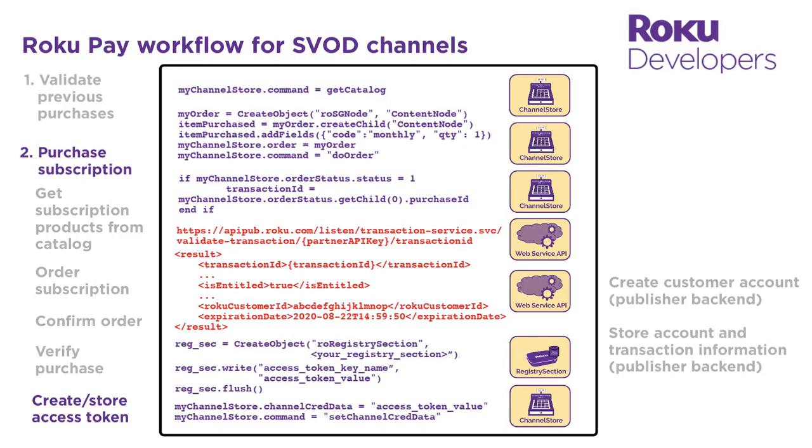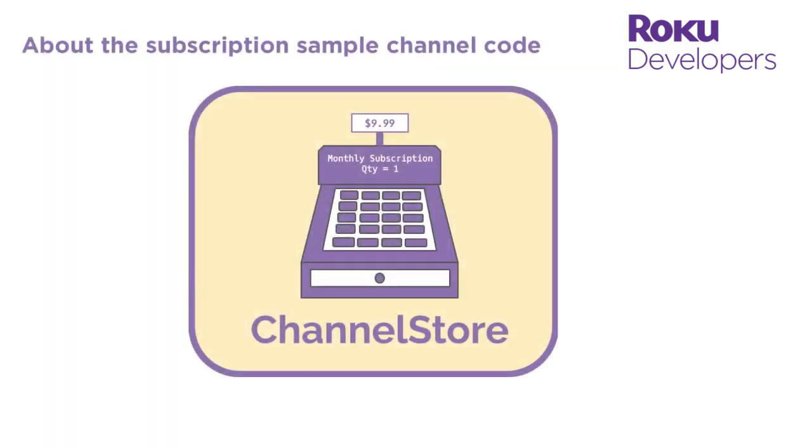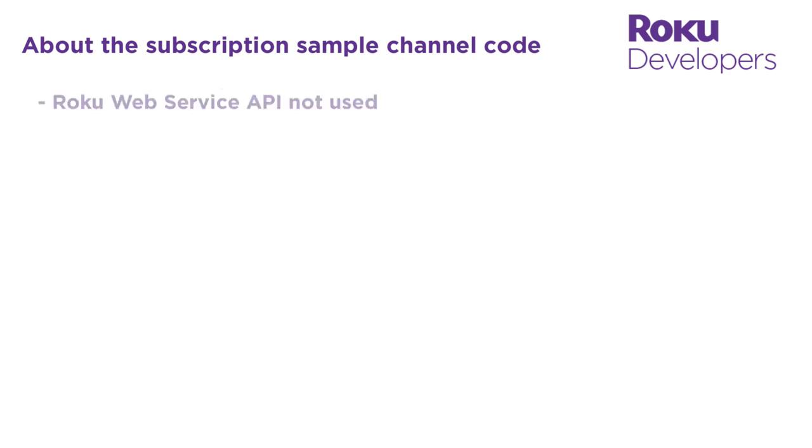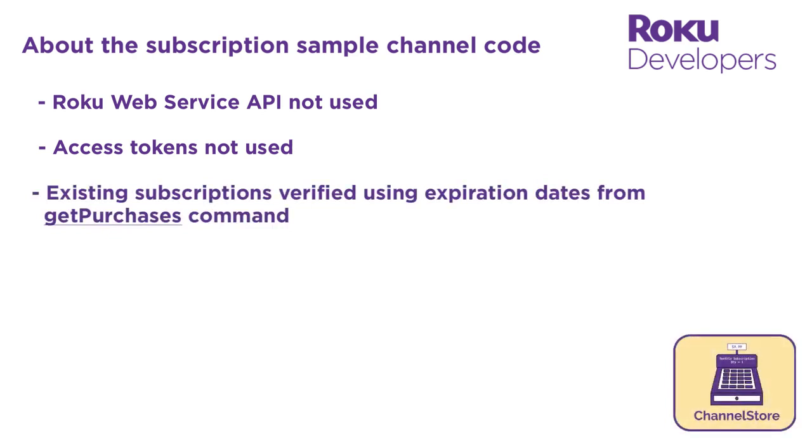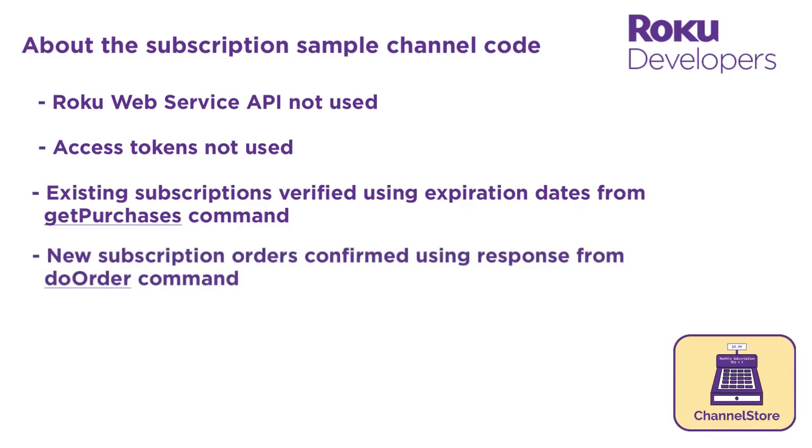In the next section, we're going to use the Channel Store Nodes API to verify access to content and manage subscription purchases. Our channel is not connected to a backend server. Therefore, no Roku Web Service API calls that you would normally make on a production channel are executed, and we're not retrieving or storing access tokens. We'll verify existing subscriptions by checking their expiration dates returned by the Channel Store Get Purchases API and verify subscription purchases by checking that the channel store's Do Order API returns a successful response.